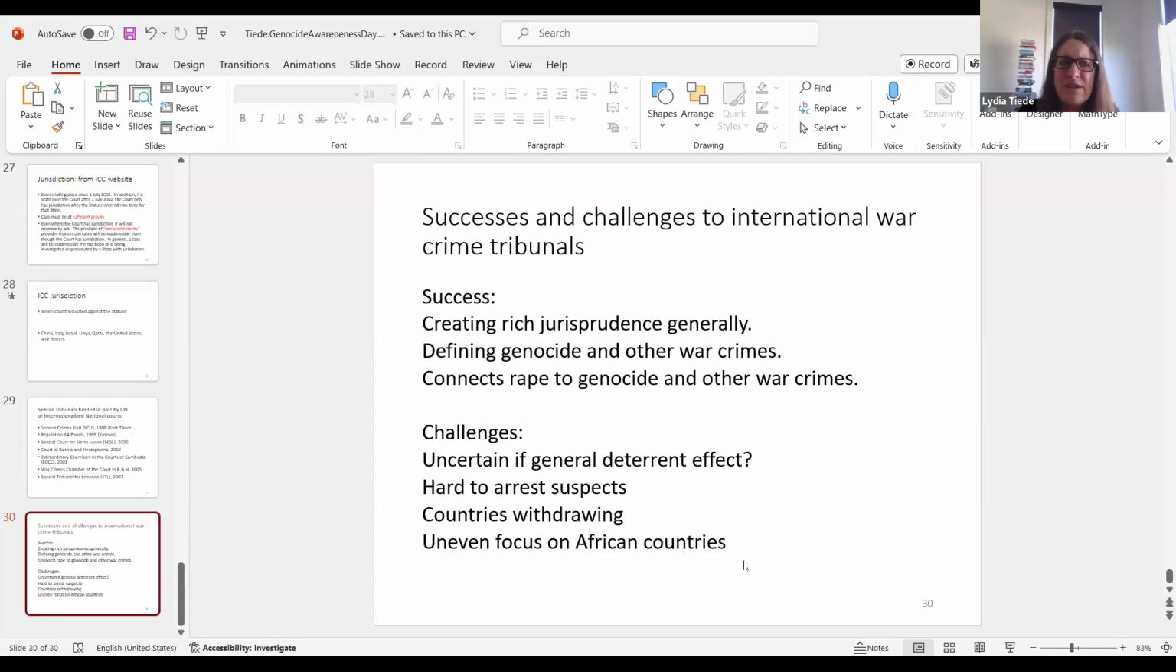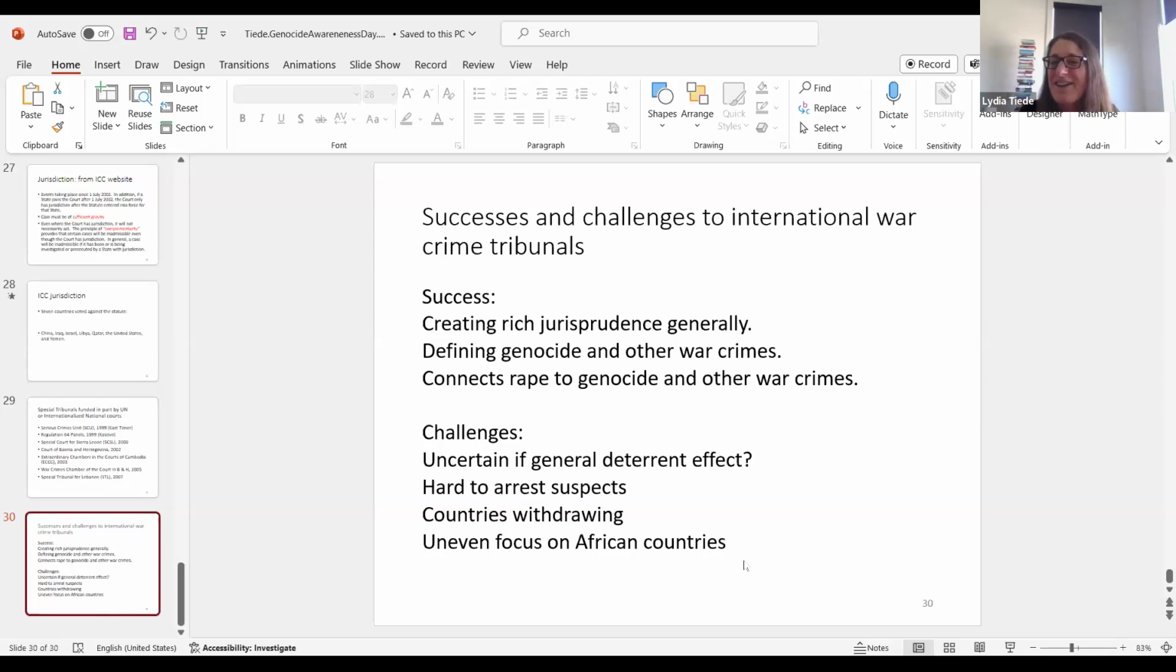A lot of times some of our treaties don't deal with sexual abuse during war. These tribunals have actually litigated cases and talked about how these extreme cases of rape as a tool of war are war crimes, right? And now we have that in a case. So that can then be used in other international and domestic cases. We define genocide, other war crimes. So these are all great things.